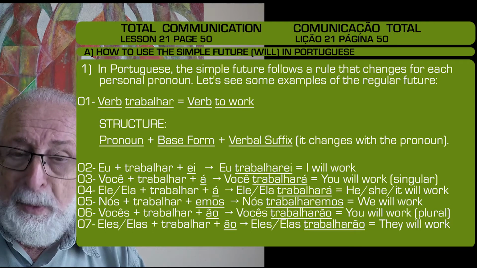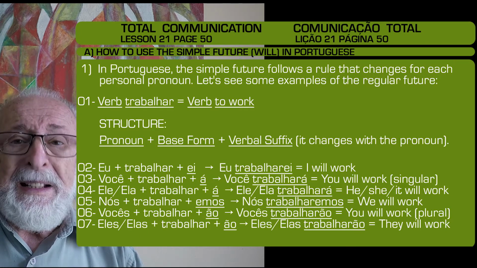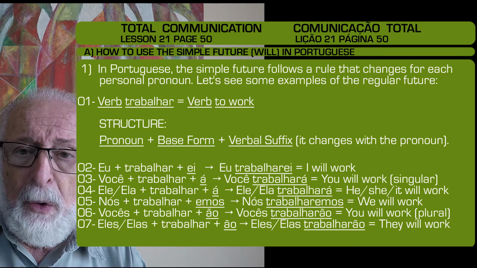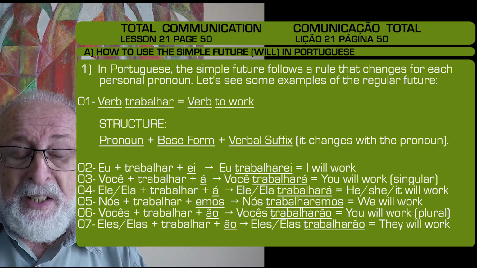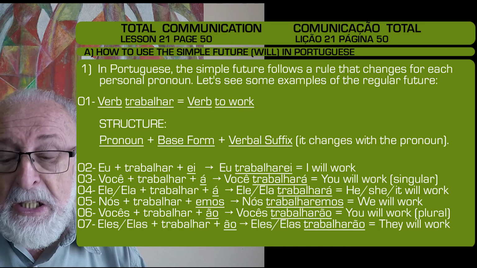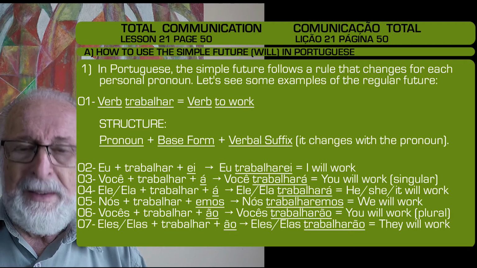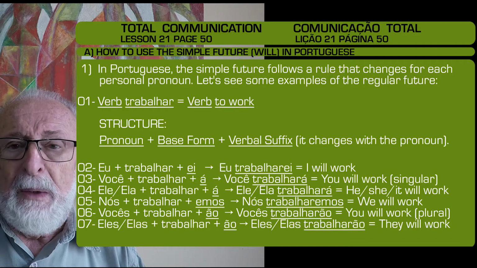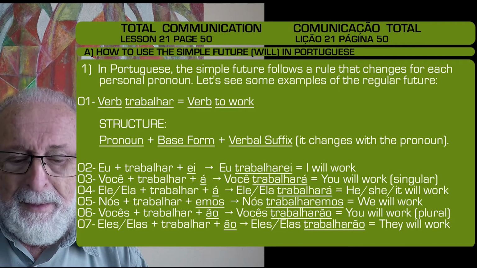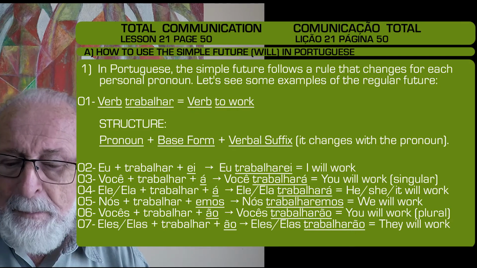In line 6, we have the plural of line 3. Instead of você, you're going to say vocês. Vocês plus trabalhar plus ão, with a tilde on the o. Then the termination is ão. We say vocês trabalharão. It means you will work, plural. You guys, for two people or more than two. When you say você trabalhará, it means you will work, but it is the singular, just you, not you all. When you say you all, then it's line 6: vocês trabalharão.